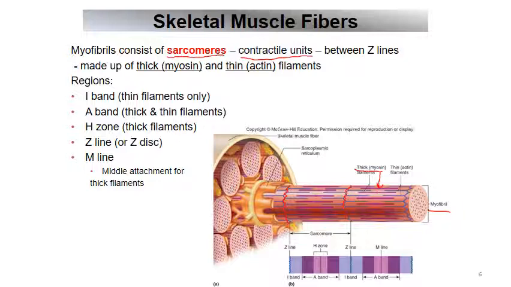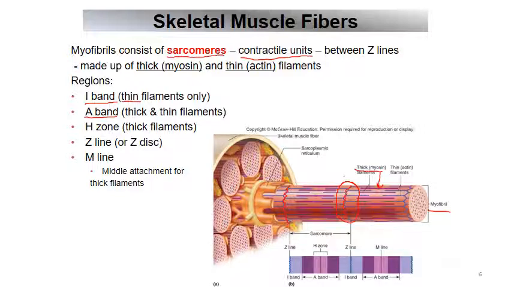Okay, so for the regions, it says here the I band. I band is the region where you only see the thin filaments. So for example, if you look at this region here, this region only has thin filaments, but you do not see any thick filaments here. If there are only thin filaments in this region, it's called the I band. The A band has both the thick and the thin filaments.